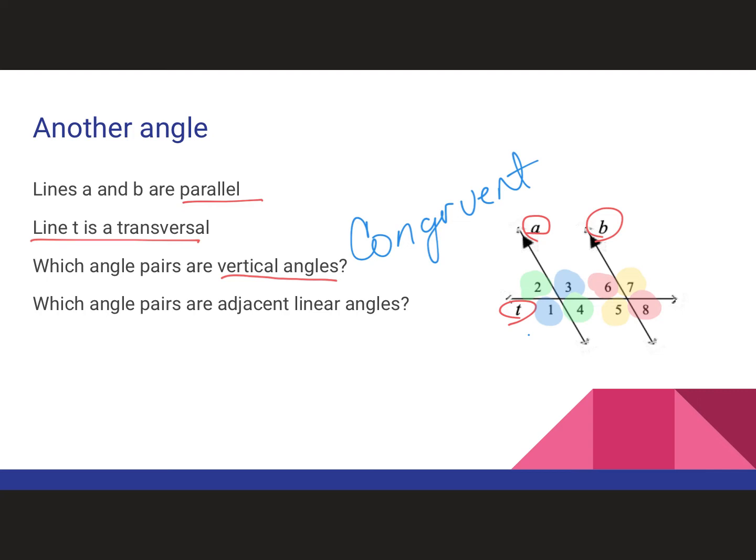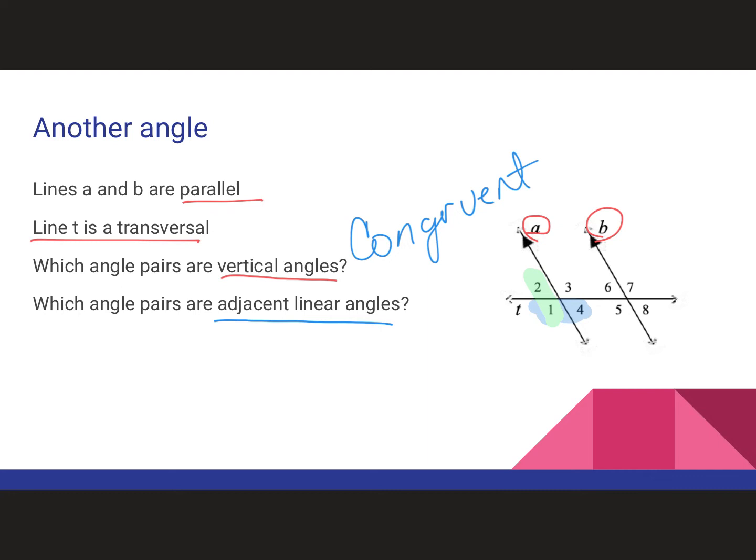So now let's talk about which angle pairs are adjacent linear angles. Okay, so I'm going to real quick erase all this stuff that I drew here. Remember, adjacent linear angles just means that they are next to each other and they make a line. So I have angle 1 is adjacent linear with angle 4. They make a line. It is also adjacent linear with angle 2.